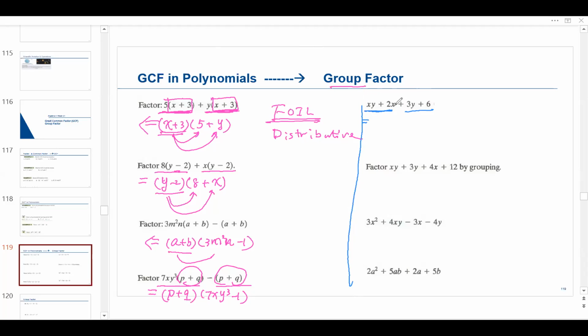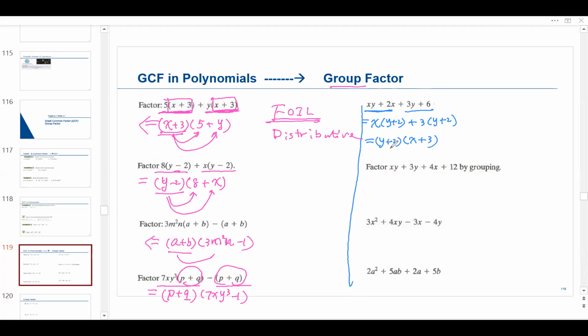So you can see this one has a common factor, right? We take x as their common factor, so y plus 2. And this one, their greatest common factor is 3, so y plus 2. So now we can see more visually that y plus 2 is their common factor. So we put y plus 2 right here. The rest is this one, right?